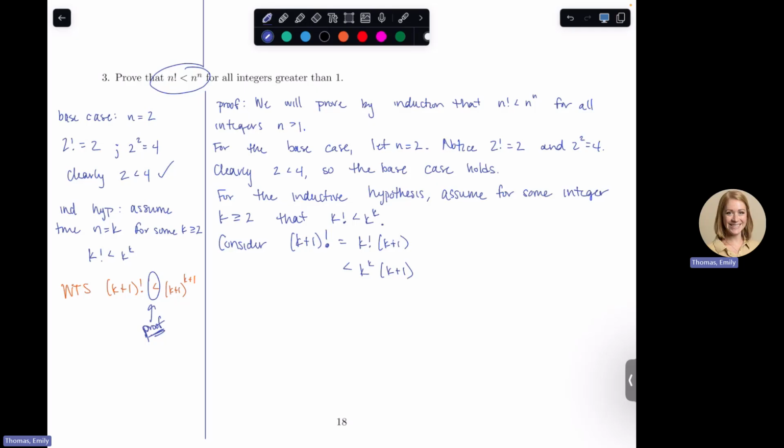So k is a number bigger than or equal to 2. Yeah. So k to the k is less than k plus 1 to the k. So this is the inductive hypothesis. That's how we got here. This is because k is less than k plus 1.